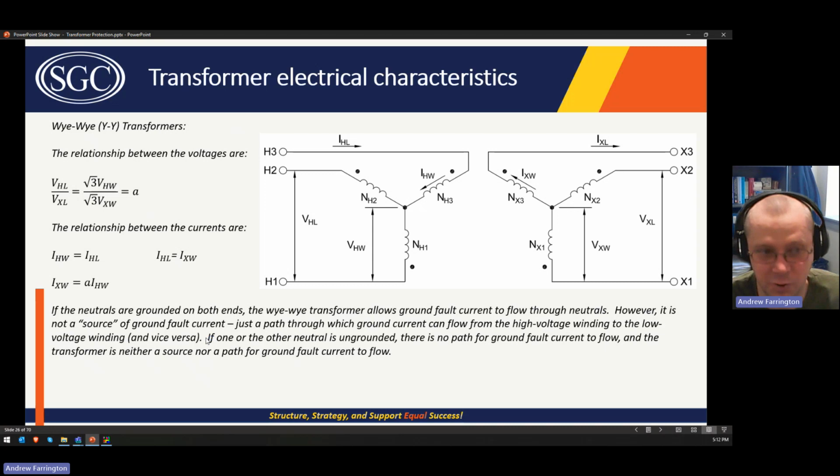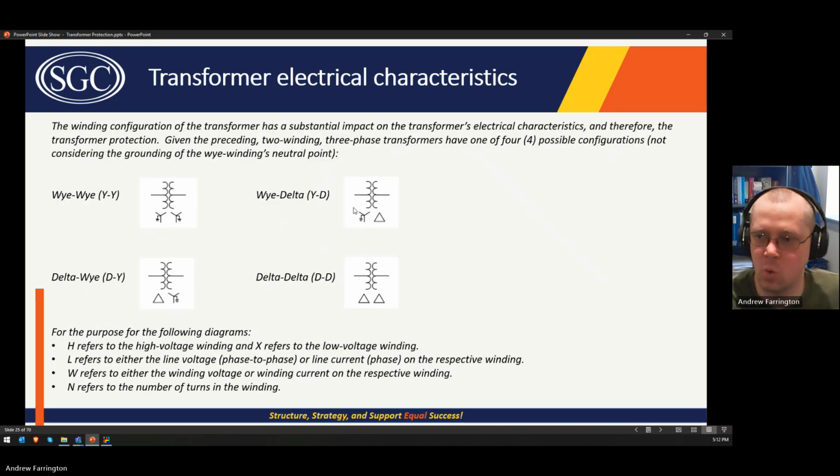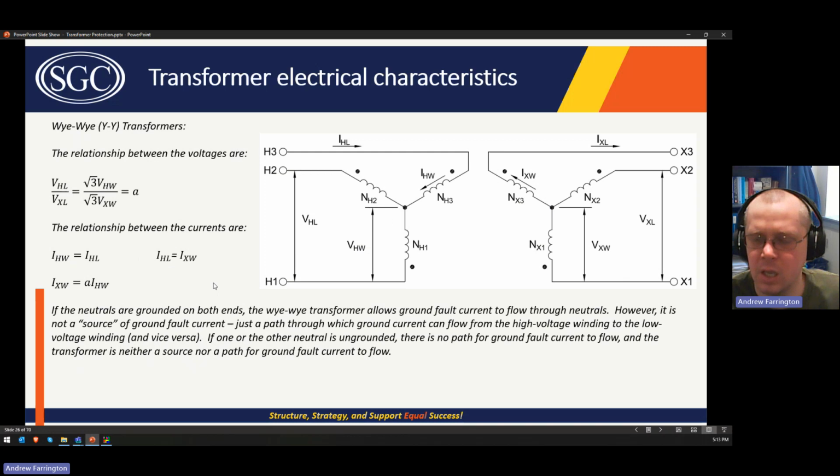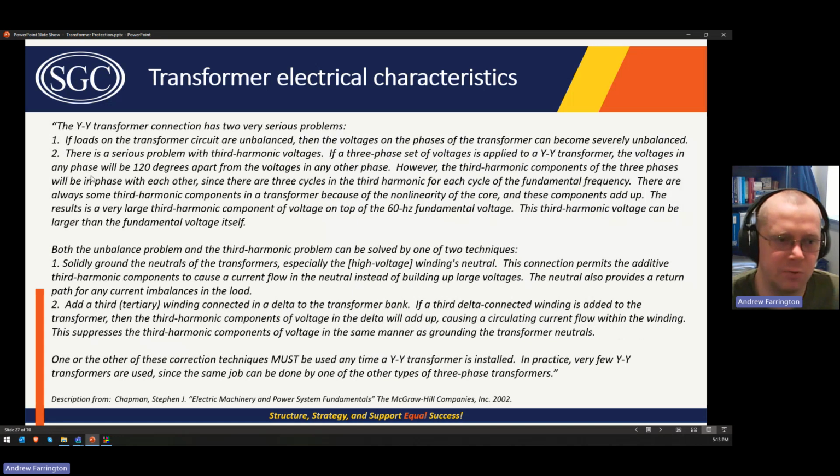Again, it should be all review, and I'm missing a whole class worth of stuff to be able to go over this. So I apologize, but look through this. The key point that I do want to talk about is why you use one winding configuration versus another. The first winding configuration is the YY, and the YY transformer actually has two serious problems. The first is if the transformer loads are unbalanced, then the voltages on the phases of the transformer can become severely unbalanced.